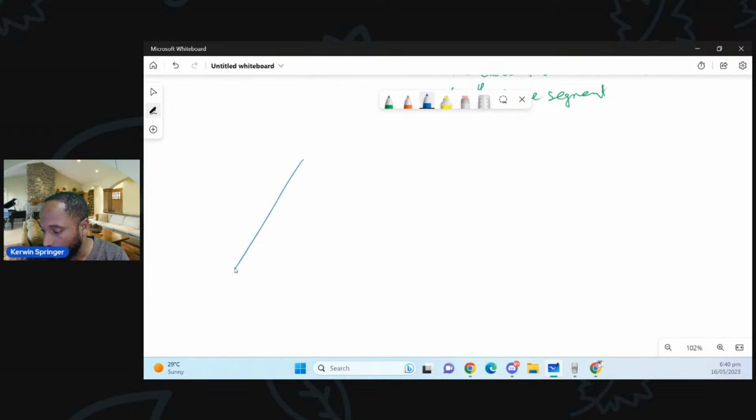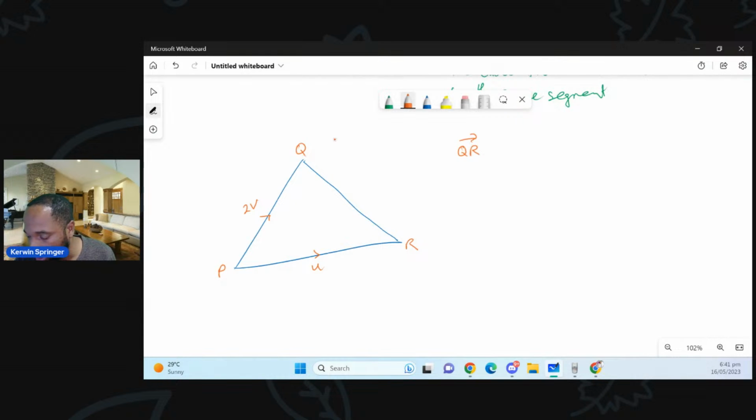So let's say they give you a triangle this time. Let's say they try to change it up and they give you a triangle. Usually it's a parallelogram. And they say that in triangle PQR, P to Q can be represented by 2V, and P to R can be represented by U. And the first thing they ask you to do is find what Q to R is. So go ahead and find Q to R.